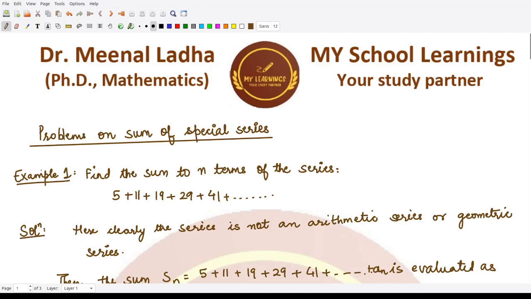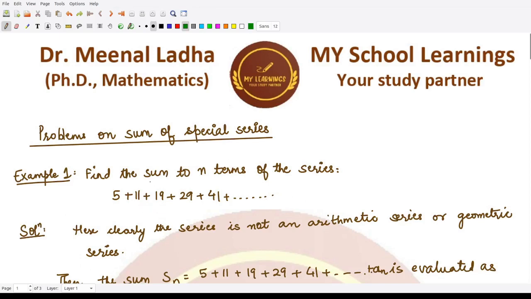The question here says we need to find the sum up to n terms of this given series. The series is given to be 5 plus 11 plus 19 plus 29 plus 41 and so on. Say this is a1, this is a2, this is a3 and so on up to an. We need to find the sum up to n terms.